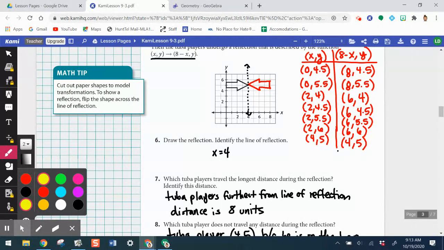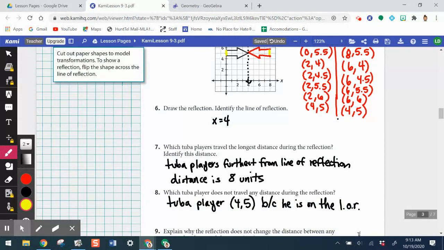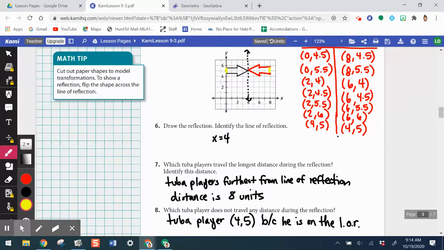So I said tuba players furthest from the line of reflection, those on this back end of the arrow, actually travel the furthest, because however far they are from the line of reflection, that's how far they have to travel after the reflection. And I said that distance was, in fact, 8 units. Then it says, which tuba player does not travel any distance during the reflection? And I said tuba player 4, 5, located at (4, 5), because he's on the line of reflection.